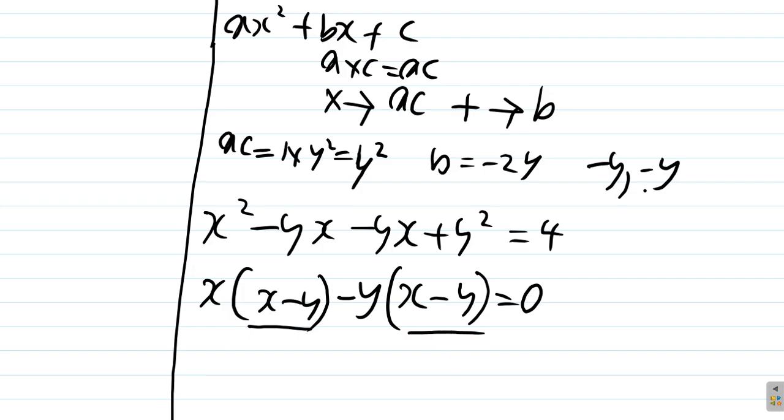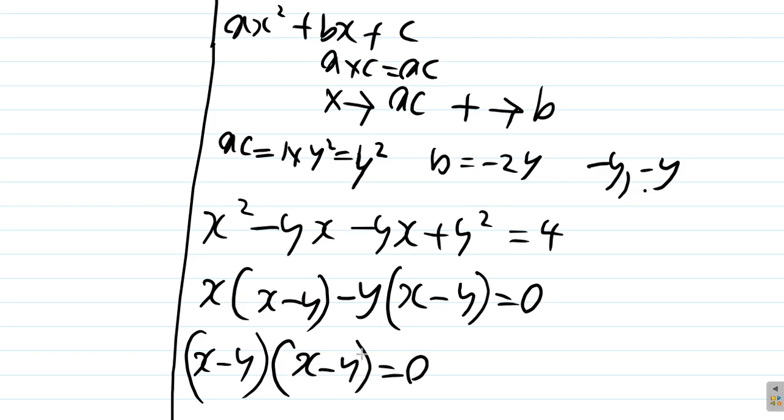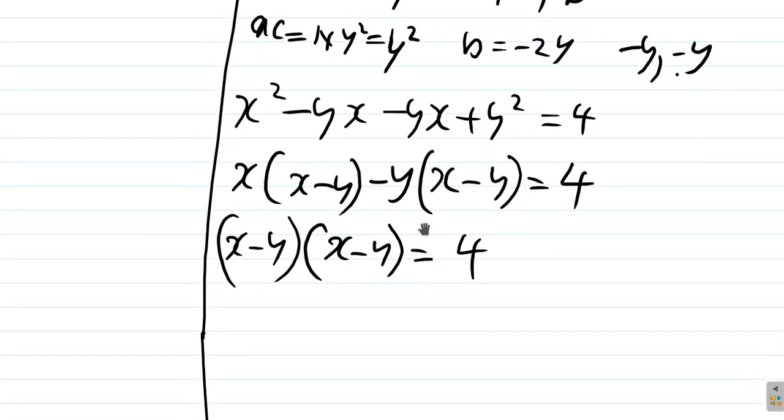And then factor out the x minus y as a common factor. So x minus y, open bracket, x minus y, equals 0. Oh, why did I say equals 0? It is equal to 4, right. Because quadratic equations are usually written as equals 0, I went ahead and wrote 0, but it should be 4.